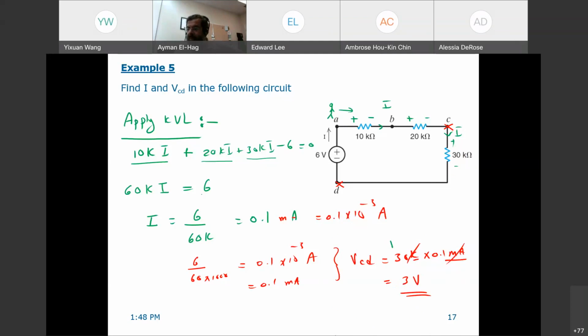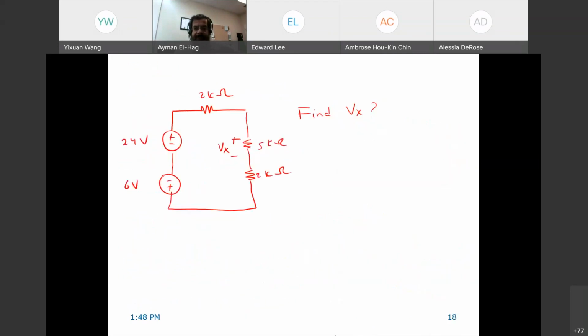Now let's see your understanding. Let's do this question as a bonus. Give me Vx. You have this circuit and we want to find Vx. The fastest one to give me the right answer will get the bonus mark. What is Vx?